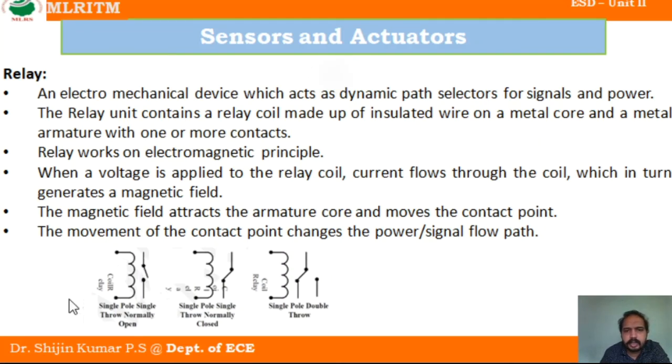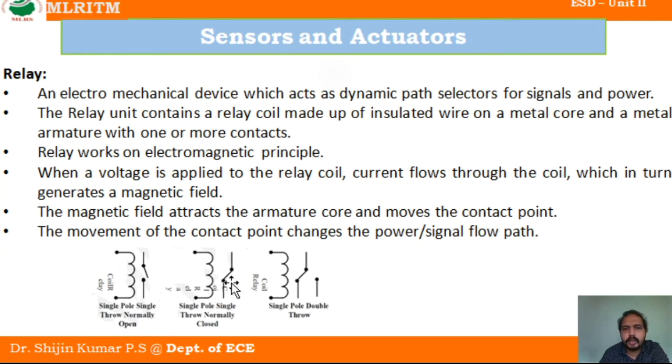For example, if you consider this one, this is an open circuit. When we apply voltage here, it will form a magnet and attract this one. When it is attracted, these two points will be closed. So this is a single pole single throw, and it is normally open. What is normally open, normally closed? Normally open means if you are not providing a voltage, the circuit will be open. If you are providing a voltage, then the magnetic field will be activated and it will be a closed circuit.